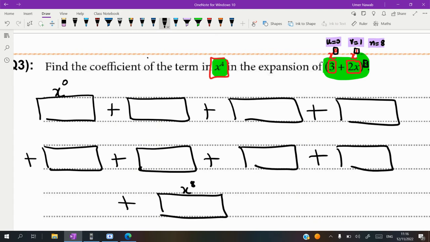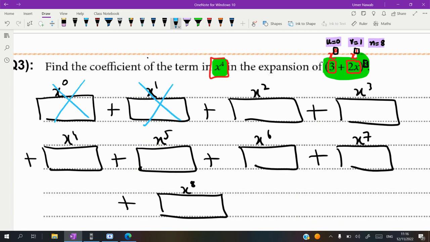What is your V minus U? 1 minus 0 is 1. So each time the power is increased by 1. So I will continue and write all the terms, the powers of x, easily. Now do I need to expand everything? No, I don't need these powers. I just need that term which contains x power 4.